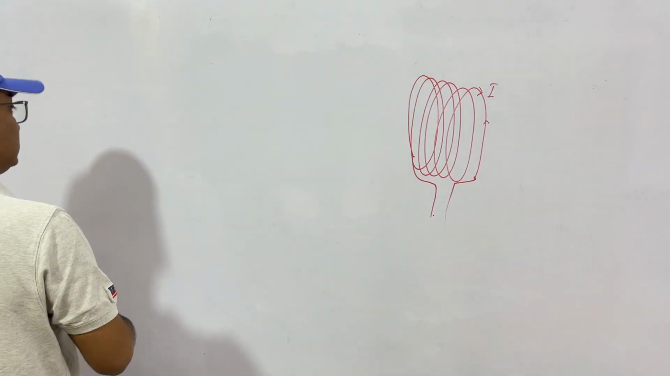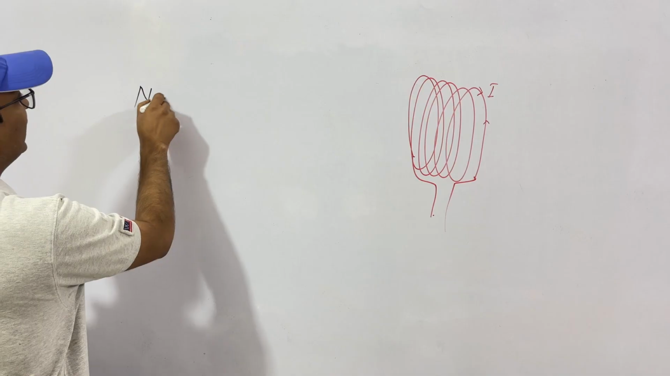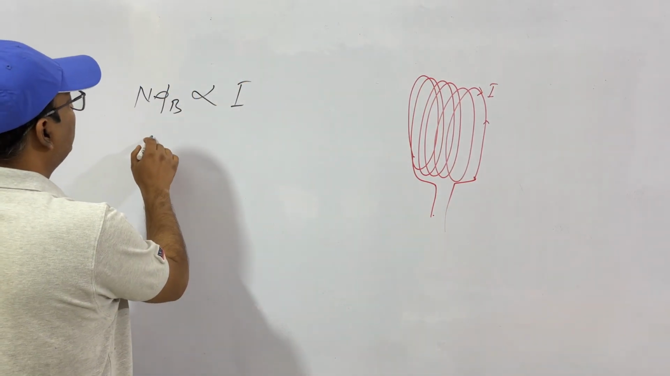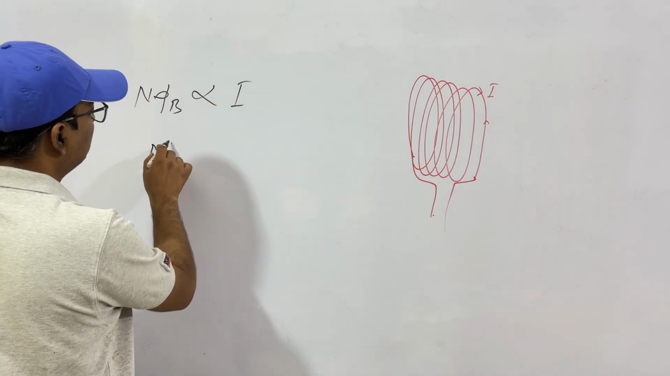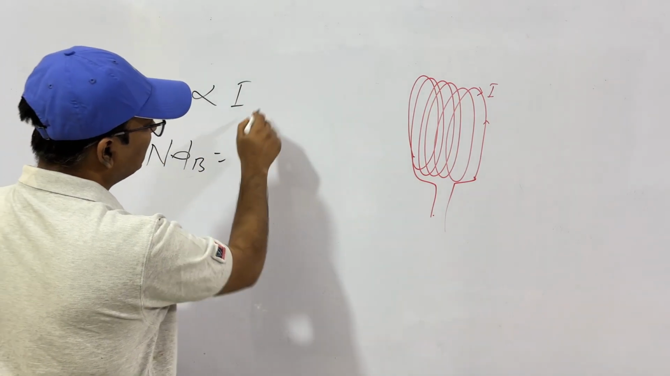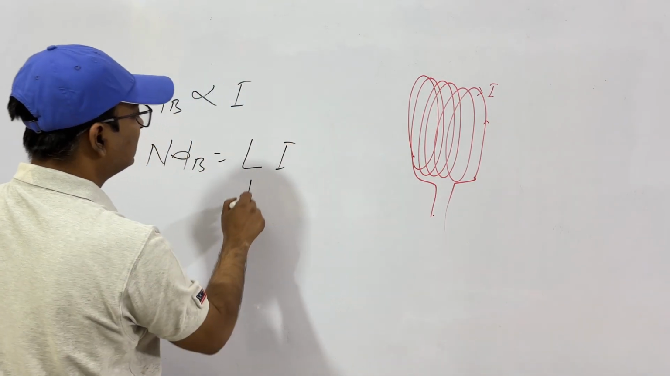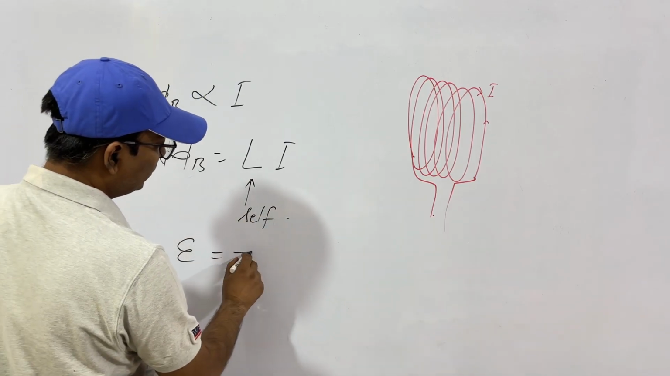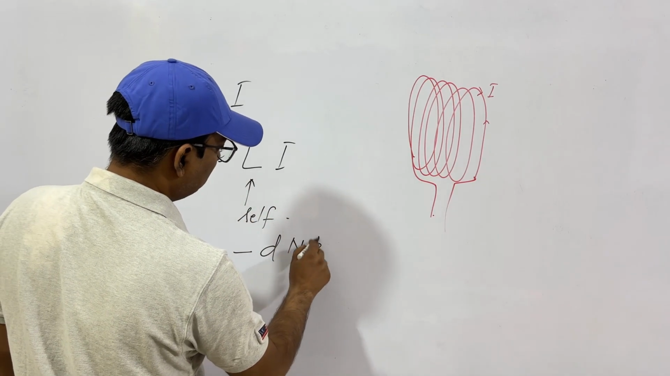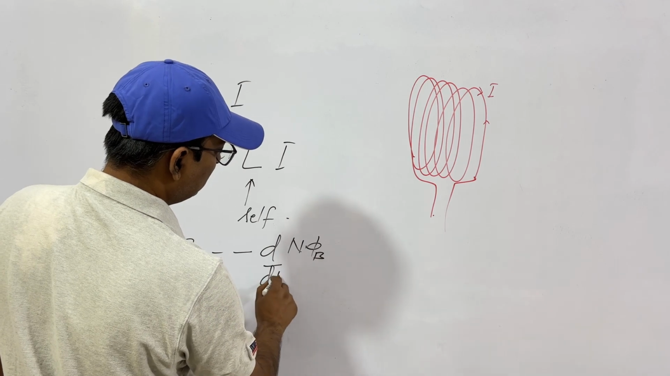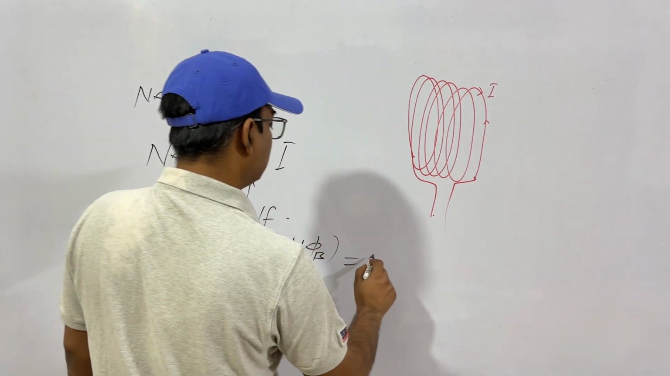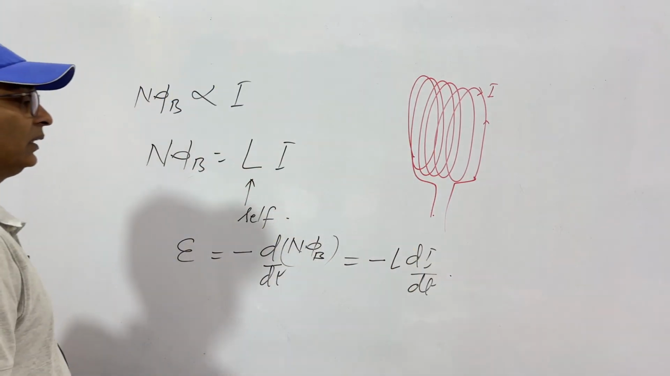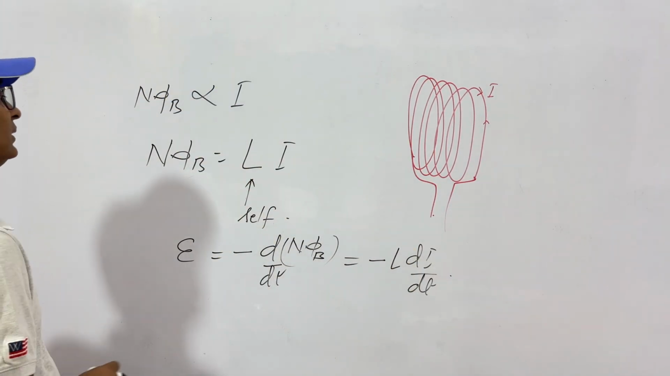Now let's come to the expression. We have N phi B proportional to I. So from here we have a constant, that is N phi B is a constant into I, which is given as L. This is self-inductance. So you have electromotive force as this. So you can write it like this also, minus L dI by dt. Now let's calculate what is L.